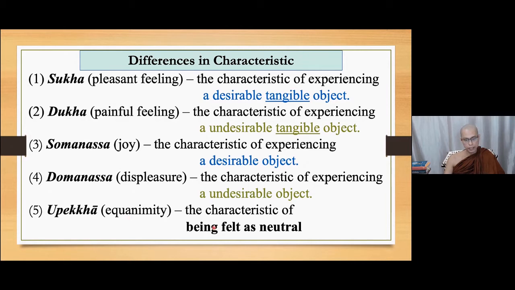Then upekkha, equanimity, has the characteristic of being felt as neutral. It does not go to the focus on the desirable or undesirable. Whatever comes, it keeps the neutral condition, the neutral state. That's why it is called upekkha, or in another way, it can be said as adukkhamasukha. That's why it is neither pleasant nor unpleasant, or neither pleasant nor painful. So these are the different characteristics of the 5 types of feeling, although they come from the same essence of mental feeling.